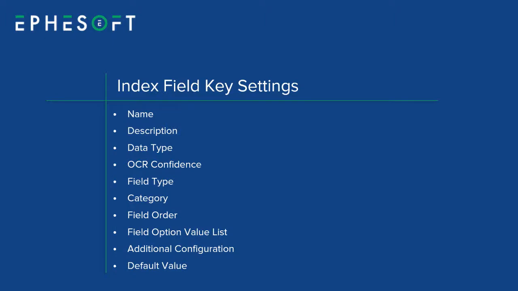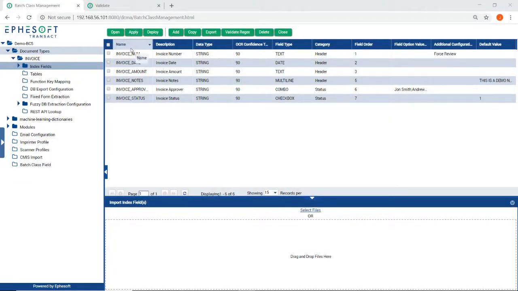Next, we are going to talk about some of the key settings when creating index fields. There are a number of settings that can be configured when creating new index fields. Below are a list of the key settings. We will now have a look at each of these in a little bit more detail within Transact. The name setting is a unique name for an index field. We would recommend having a standard naming convention for these, such as using uppercase and underscores, but this is not essential.